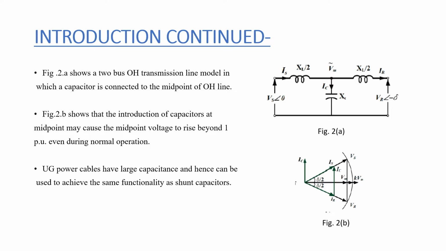The connected capacitor draws charging current IC, which compensates the lagging component of the sending end current Is. Earlier, when there was no capacitor, the line consumed reactive power, and the reactive power was fed by the source Vs. But now the capacitor feeds the reactive power, and the source will not feed the reactive power.